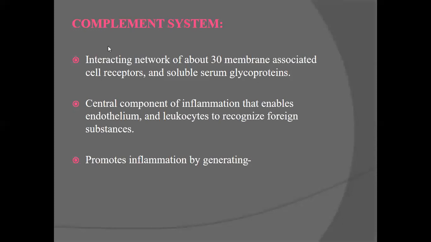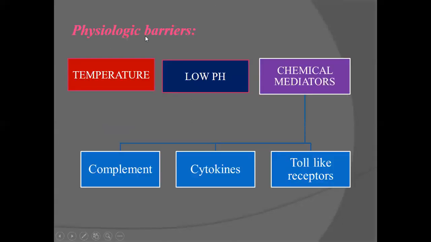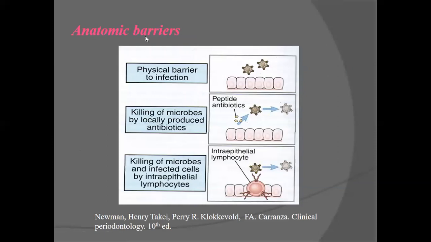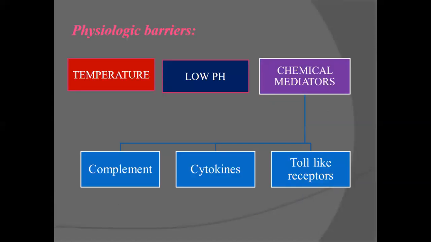The last slide. Yeah, you have the anatomic barriers. Then you have the physiologic barriers. In that you have got the temperature, the low pH, and the chemical mediators. The chemical mediators, like you have got complements, cytokines, TLRs. These are the chemical mediators.